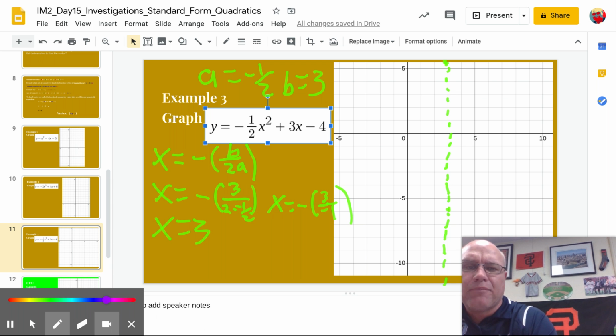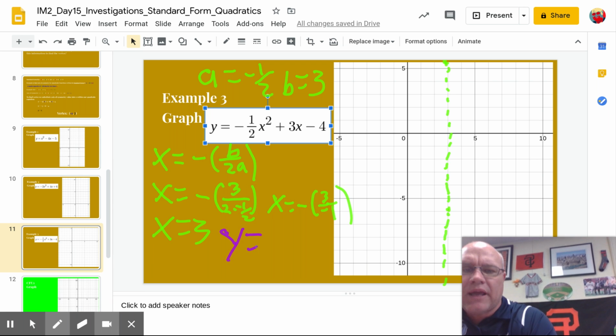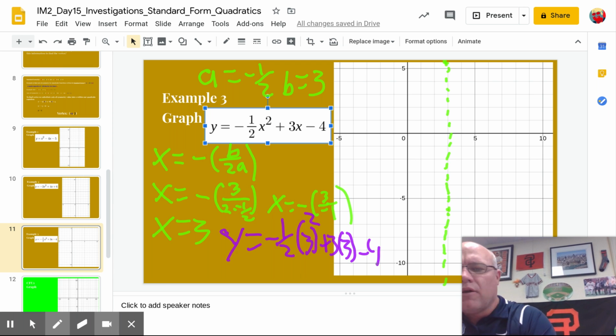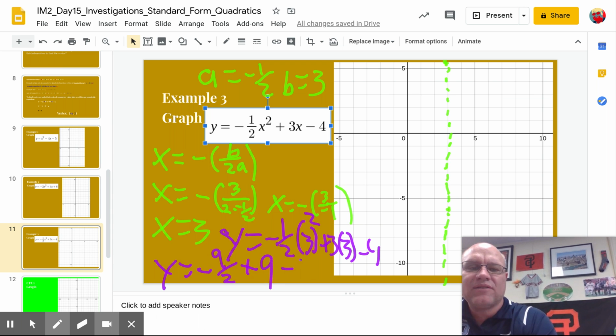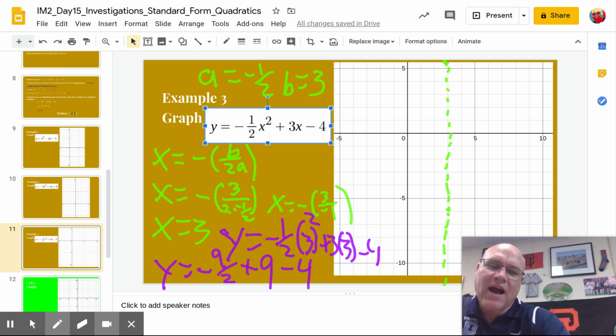So we're going to substitute 3 in for both x's and solve for y. So y equals negative 1/2 times 3 squared plus 3 times 3, and then minus 4. So y equals 3 squared is 9 times negative 1/2, which is negative 9/2, plus 9, and then minus 4. Negative 9/2 plus 9 is going to be positive 4.5. 4.5 minus 4 is going to be positive 0.5.